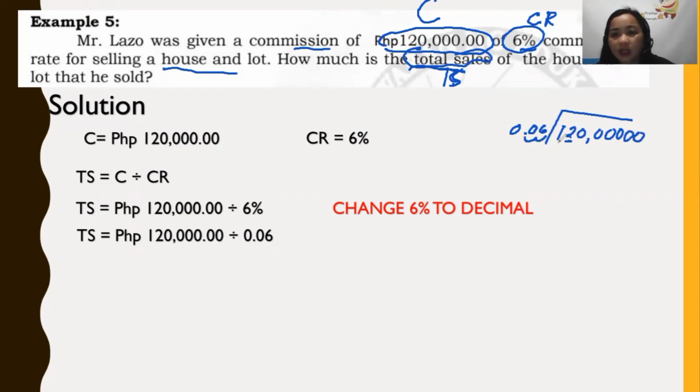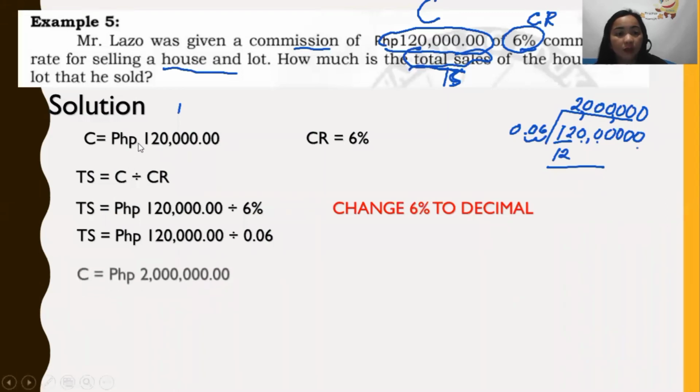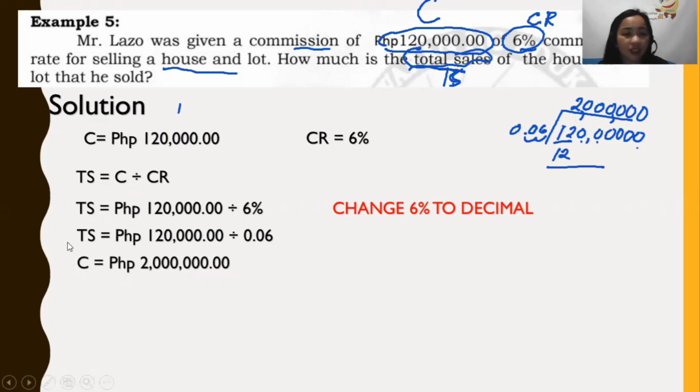So napakadali. 12 divided by 6 is 2 times 6, 12. Itong 1, 2, 3, 4, 5, 6 na zero, itataas mo na lang 1, 2, 3, 4, 5, 6. So ano na ngayon ang sagot? So the answer is 2 million pesos. So the total sales, this is the total sale. The total sale is 2 million pesos.